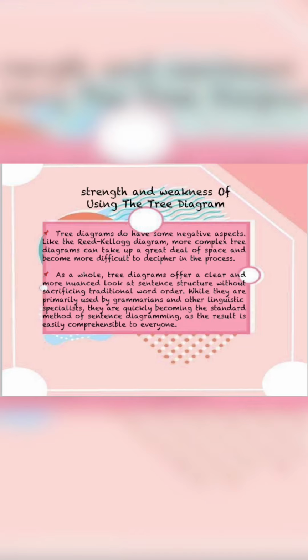Strengths and weaknesses of using the tree diagram. Tree diagrams do have some negative aspects, like the Reed-Kellogg diagram. More complex tree diagrams can take up a great deal of space and become more difficult to follow in the process. As a whole, tree diagrams offer a clear and more nuanced look at sentence structure without sacrificing traditional word order. While they are primarily used by grammarians and other linguistic specialists, they are quickly becoming the standard method of sentence diagramming, as the result is easily comprehensible to everyone.